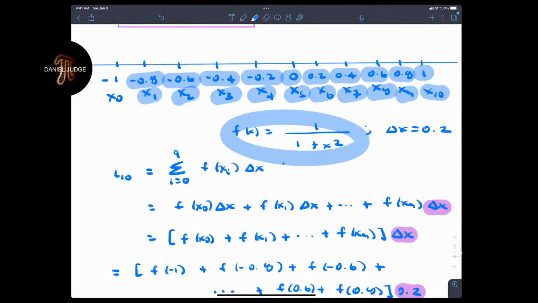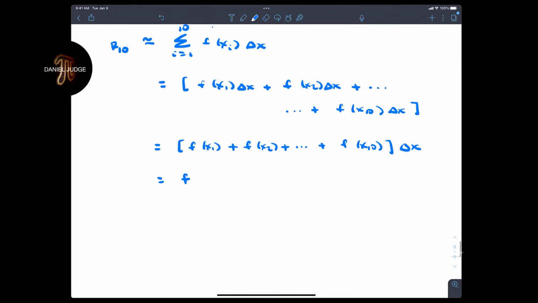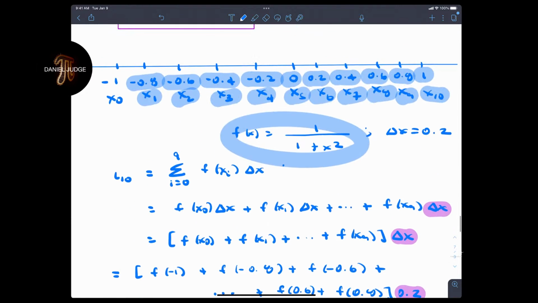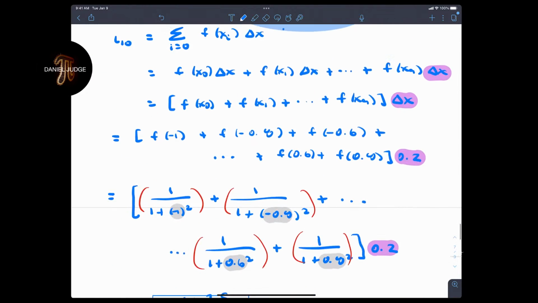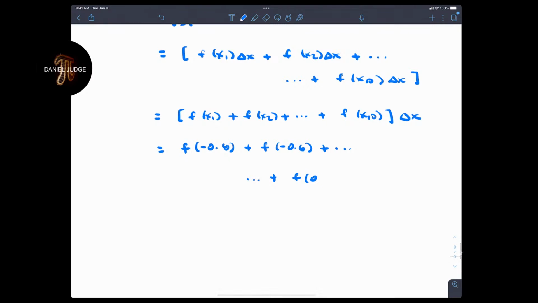So the first approximation starts at negative 0.8. So you'll see here, negative 0.8 plus negative 0.6 plus, go all the way down here, the last two, 0.8 and 1. So this will be 0.8 plus f of 1 with this delta x here, bracket.